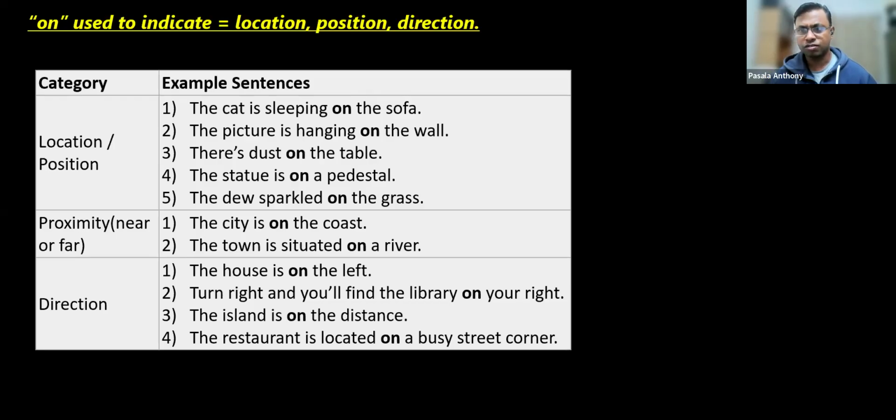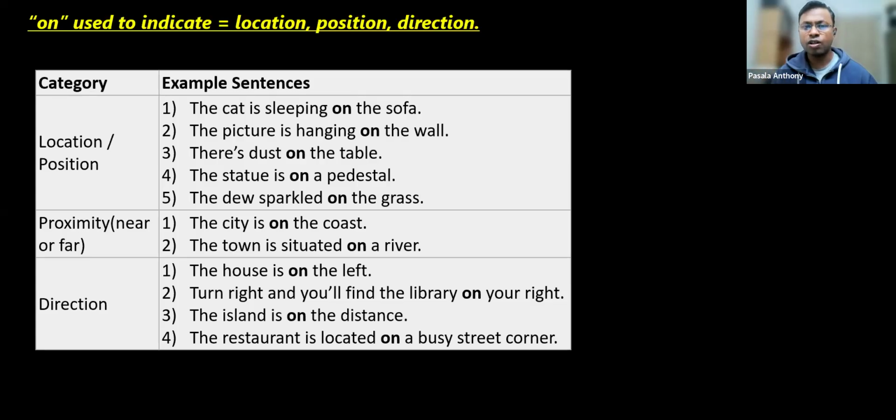"The cat is sleeping on top of the sofa" is close and easy to understand. "The cat is sleeping on the sofa" is correct. "The cat is sleeping above the sofa" is wrong. "The cat is sleeping on top of the sofa" is also fitting. Very popular one is on the sofa. The picture is hanging on the wall. So surface: anything we can see the surface. Sofa surface, wall surface. Third one, the dust: there's dust on the table, the surface of the table.